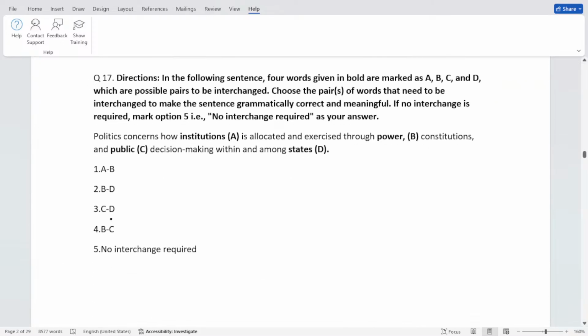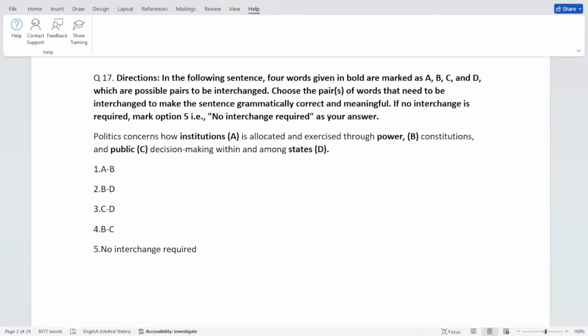So 17th question, directions: four words given in bold are marked as A, B, C, D, which are responsible for interchanging. So same pattern of question. Politics concerns how institutions is located and exercised through power, constitutions and public decision making within and among states. So what will be the expected correct answer? We have to see what's supposed to be changed. So politics concerns how institutions is allocated. Here is given, that's supposed to be changed.